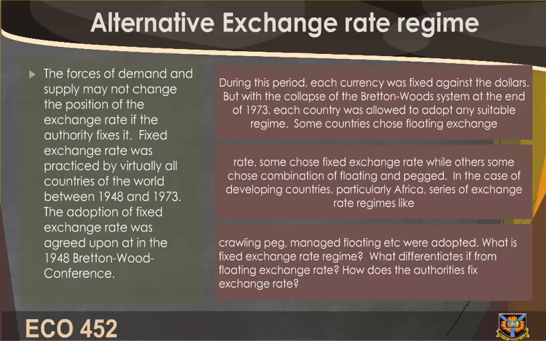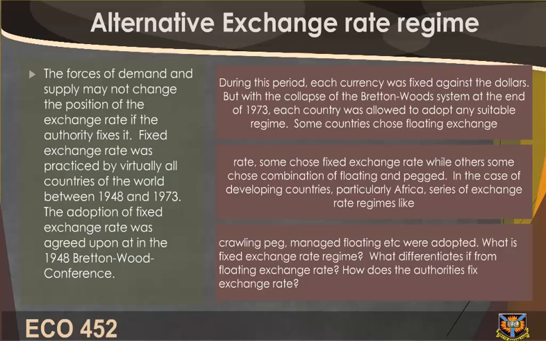The adoption of fixed exchange rate was agreed upon in the 1948 Bretton Woods Conference. During this period, each currency was fixed against the dollar. But with the collapse of the Bretton Woods system at the end of 1973, each country was allowed to adopt any suitable regime.